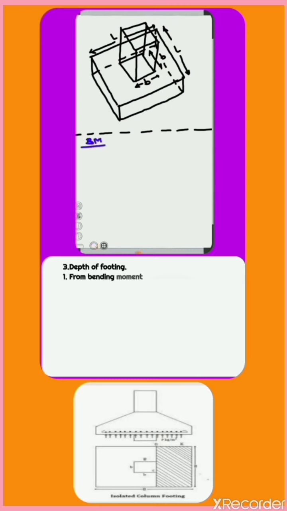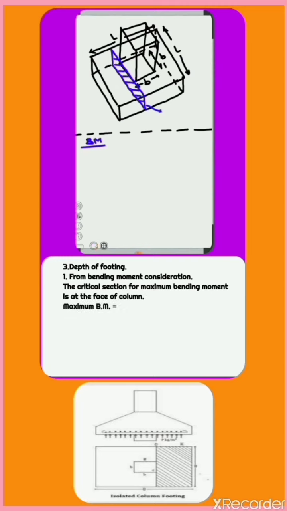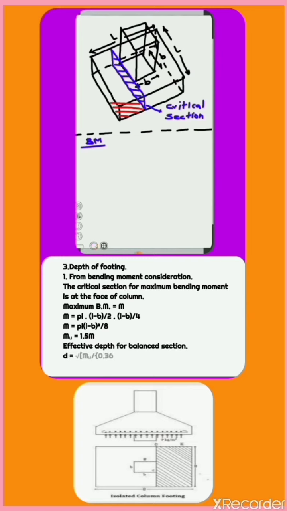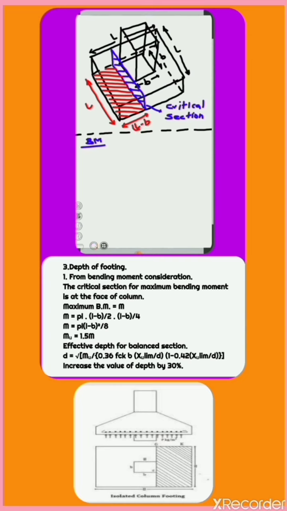3. Depth of footing. Depth of footing can be calculated 1. From bending moment consideration, 2. From punching shear consideration. Let us first calculate depth of footing from bending moment consideration. As we know, the critical section for maximum bending moment is at the face of column. Maximum bending moment equals M.